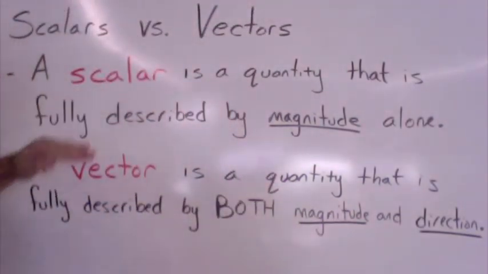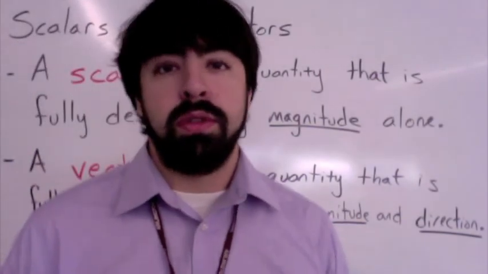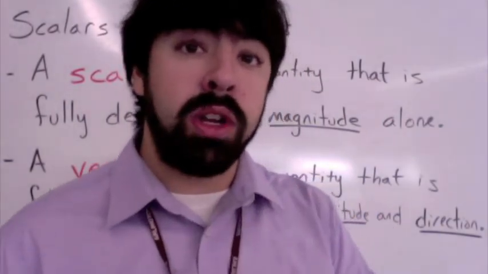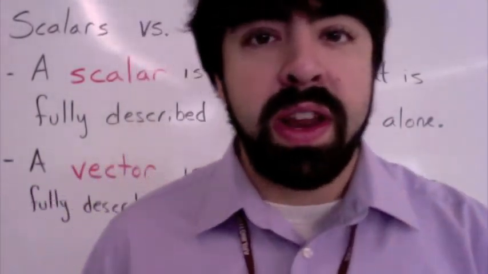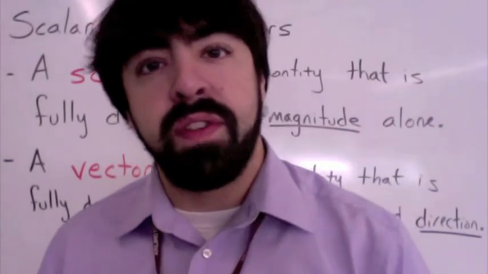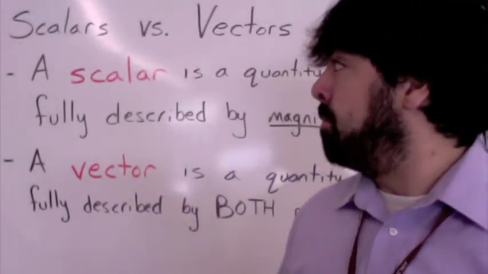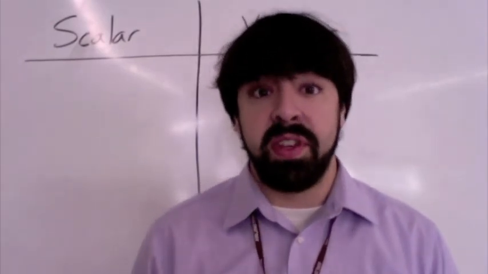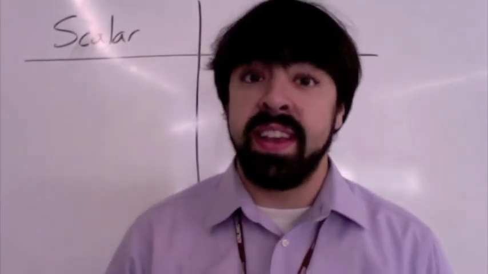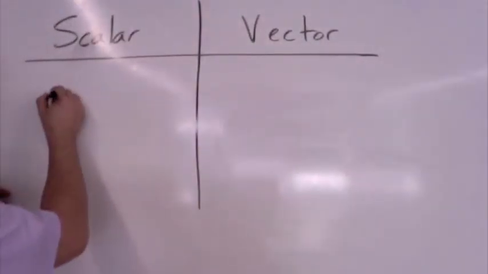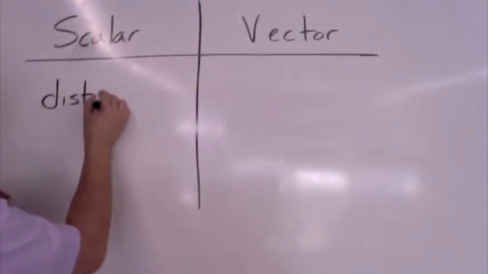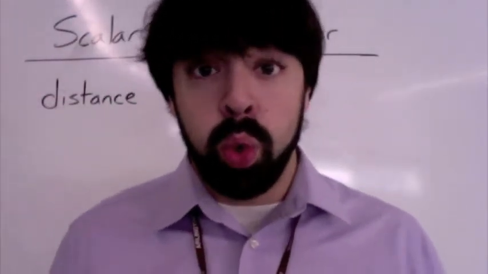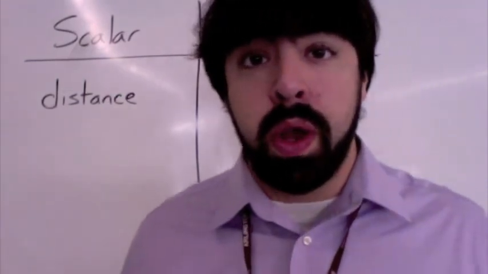So, scalar, magnitude, how much? Vector, magnitude, and direction, how much and which way. Let's create a table that shows a few variables, and whether or not they're scalars or vectors. So we've already worked with a couple of things, distance and position. Distance, as we just said, is a scalar, so we're going to put it on the scalar side. Distance just tells us how far. Only magnitude. Doesn't tell us anything about which way we're going.